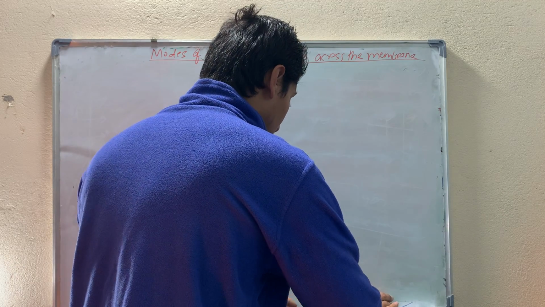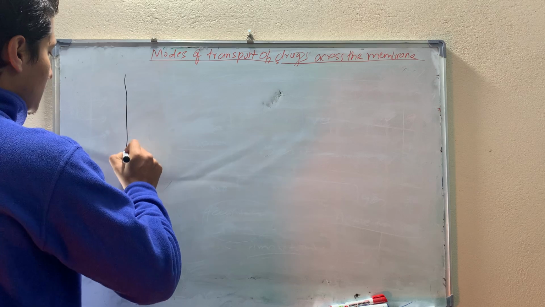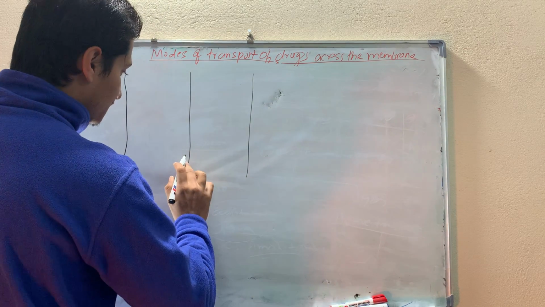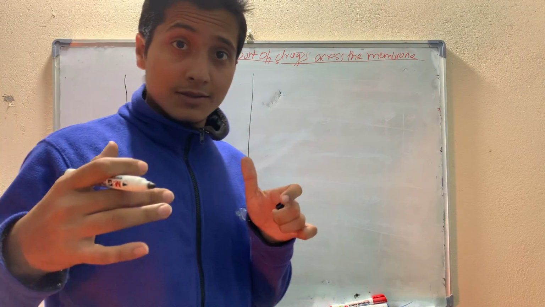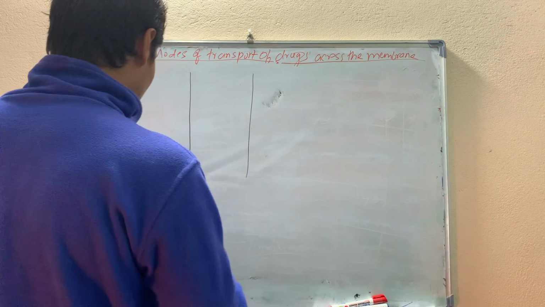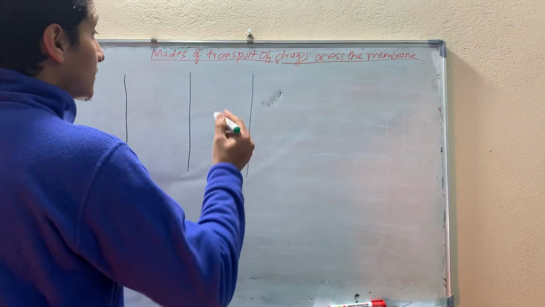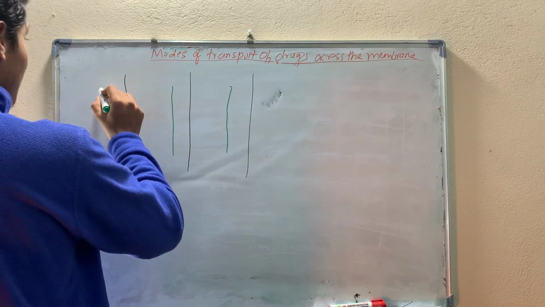So let me make the columns here. This is your first column, and this is your second column, and this is your third column. Now in these three different columns, I'm going to make the different types of transport, different systems, right? So let's make a membrane here. This is your membrane, this is your next membrane, and this is your next membrane.